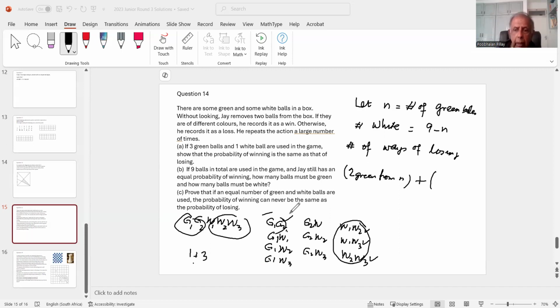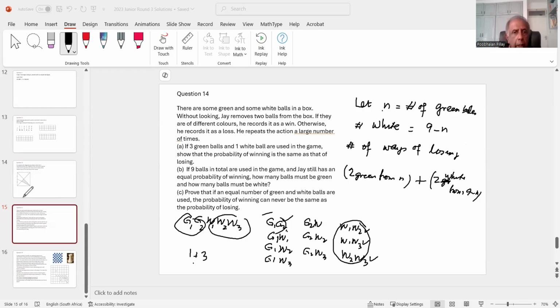Plus, here it's 2 white balls from 3. So again, it's 2 white from 9 minus n, because there are 9 minus n white balls. So the total number of ways of losing is where you choose 2 of the same color: both are green or both are white. I'm going to calculate the number of ways of losing, and from that I'll be able to work out the probability of winning.